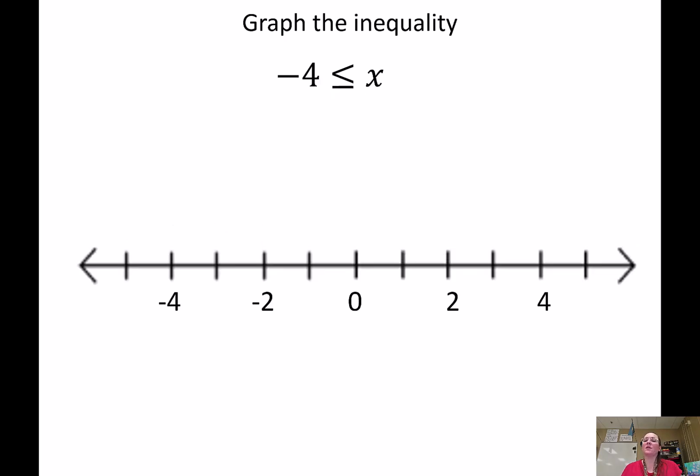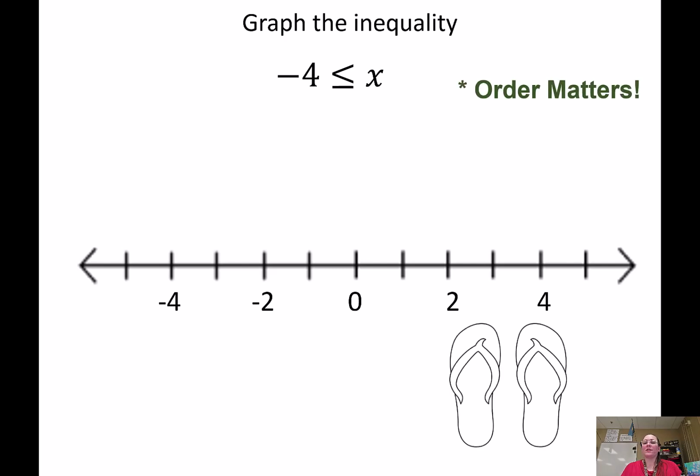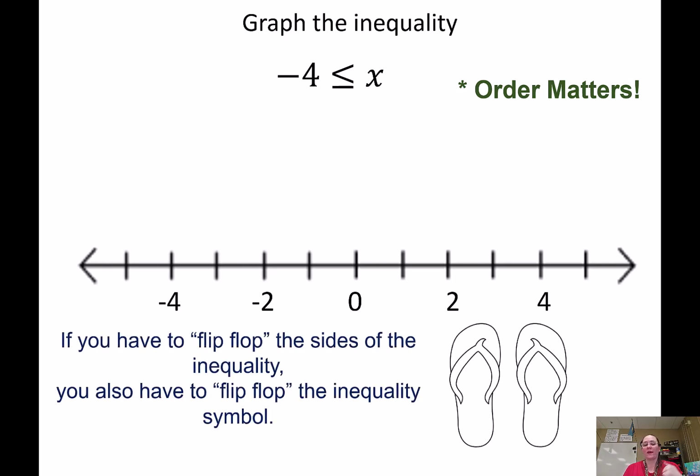Okay, let's look at the next one. Now this is again where I talk order matters. So if I've got my variable on the right, I can flip-flop the whole thing. Now, if I'm flip-flopping the variable and the number, I also need to flip the inequality sign. So I want to make sure that the side that's pointing towards the variable is still matching, okay?